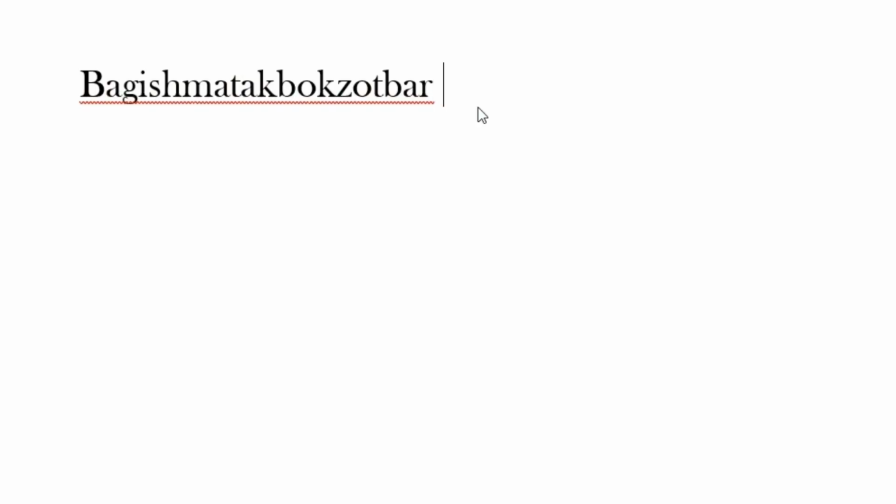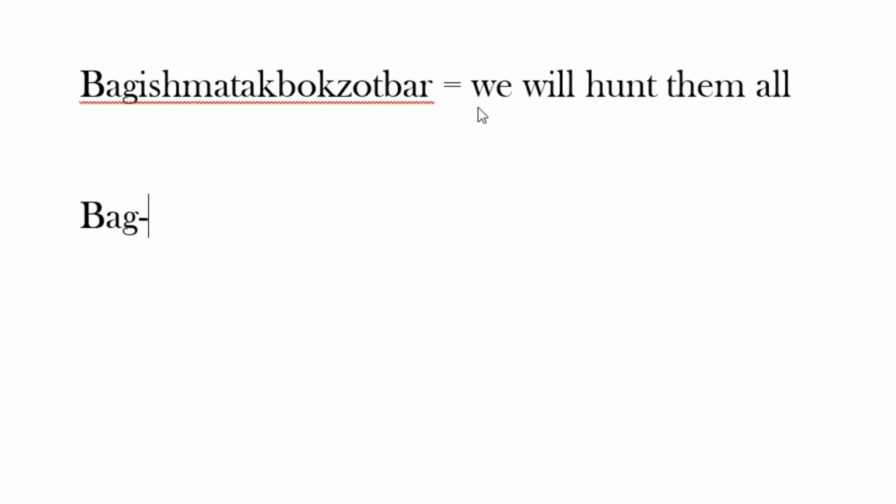More morphological languages can sometimes get extremely long words. Here's an example from one of my languages. This word here means we will hunt them all. In English, that's an entire sentence, but in this language I created, Casa d'Autor, it is one word with multiple prefixes and affixes and conjugations.